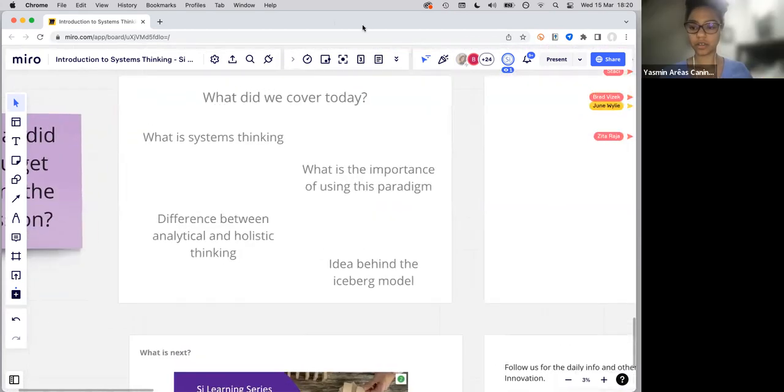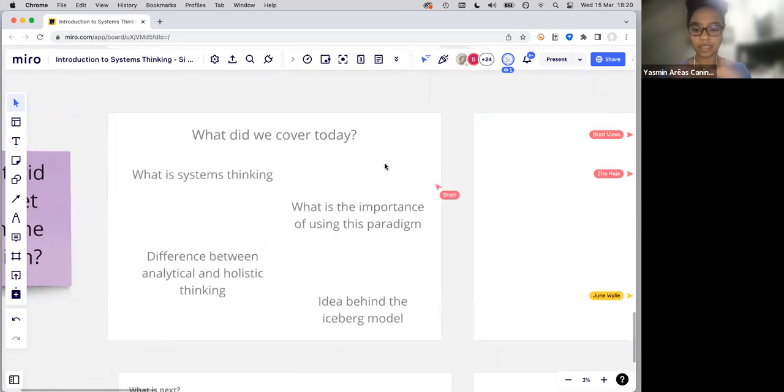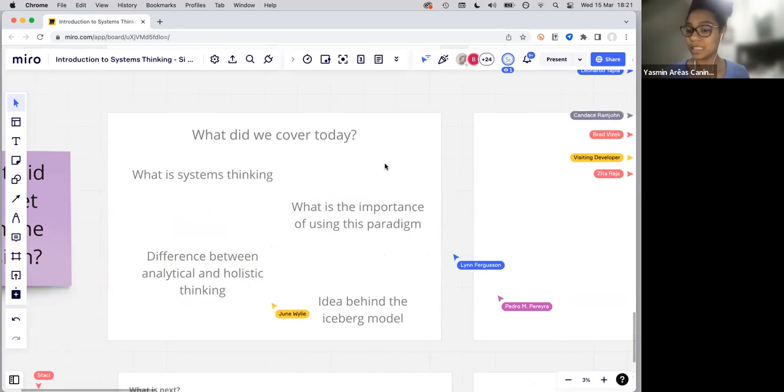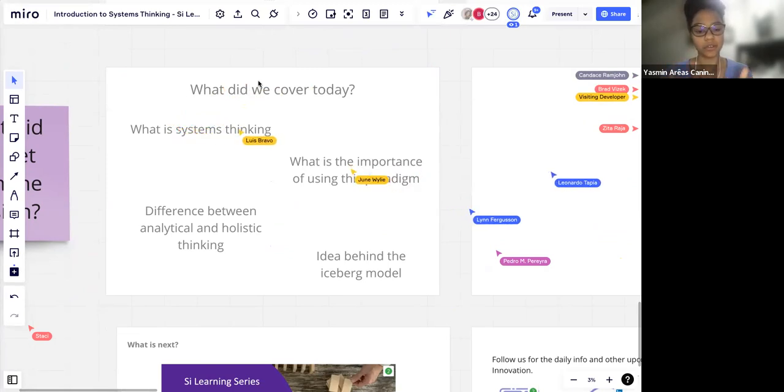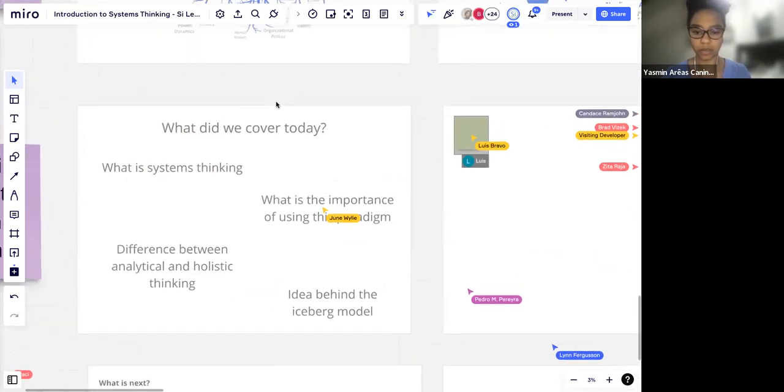Great, everyone. So we got to the end of our session, and these are the main points that we covered here today. So just for you to understand what is systems thinking, the importance of using this paradigm, the difference between holistic and analytical thinking, and how both are useful in different contexts, right? And right now we touched the idea behind the iceberg model, but as I said, next week we're going to talk about tools.